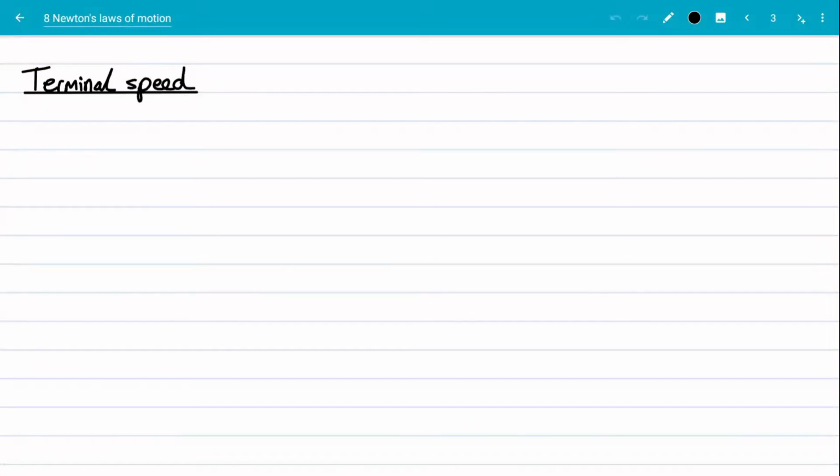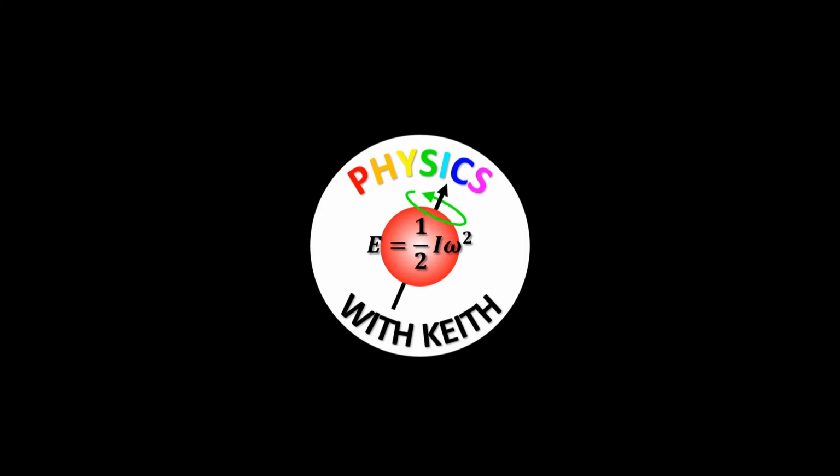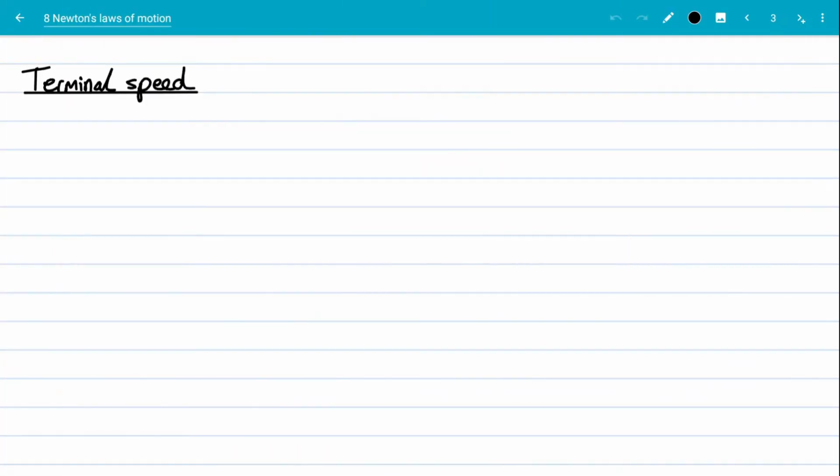A-level physics lesson 48, terminal speed. Yes, this lesson in GCSE is often called terminal velocity, and I've always had a problem with that term velocity in that title. It should be terminal speed, that's what I teach.